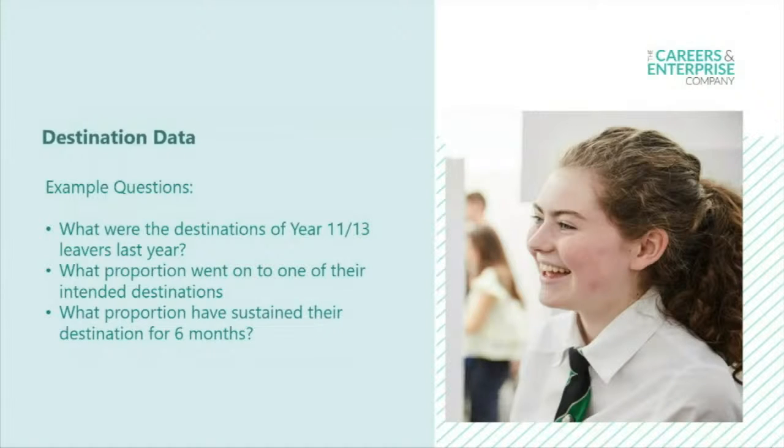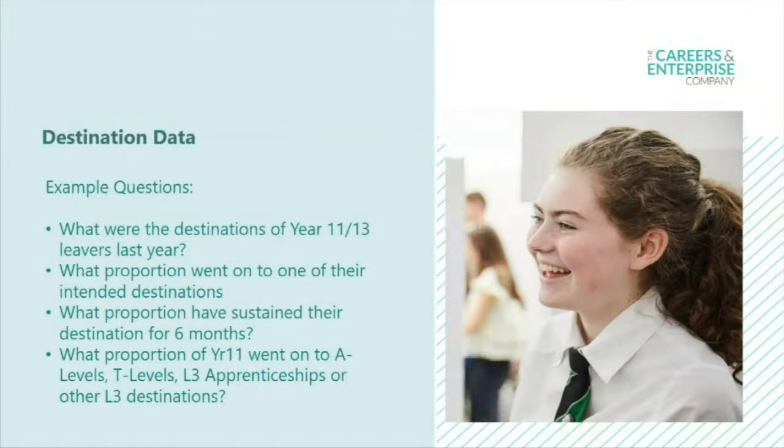This one obviously depends on tracking systems and your destination data management, but then thinking about sustained destinations. What does that mean, particularly around the proportion that have sustained, or even the destinations data? It could be about looking at that per vulnerable group as well. Are there any trends in there?